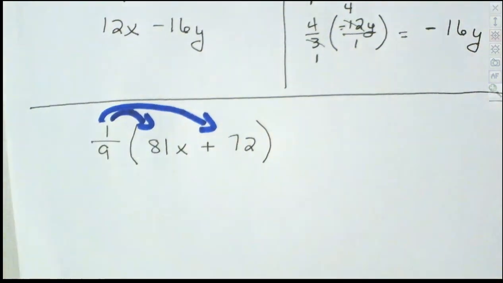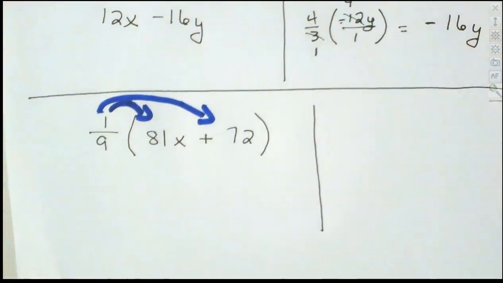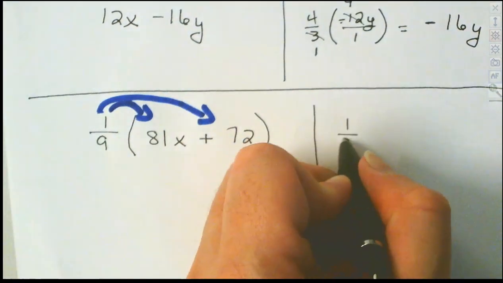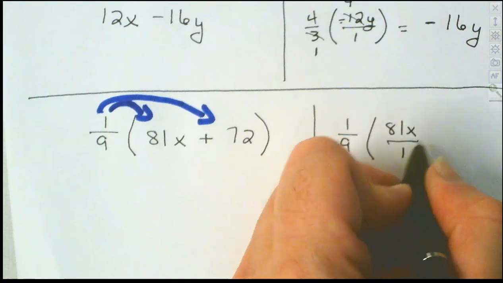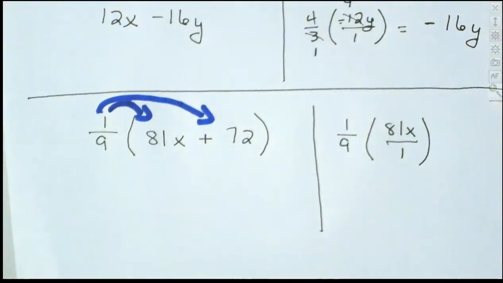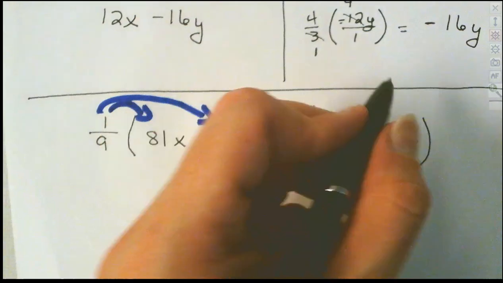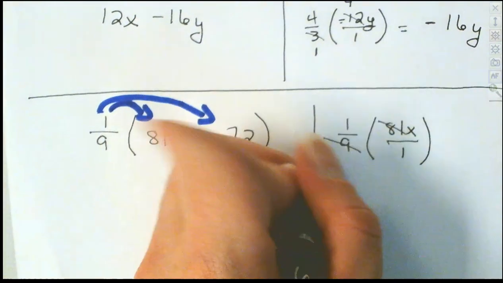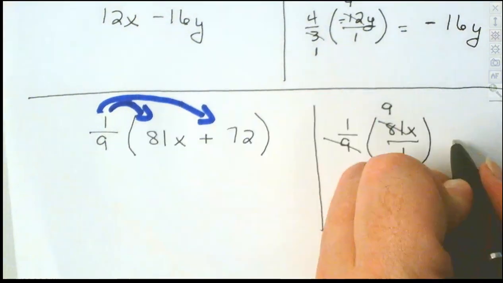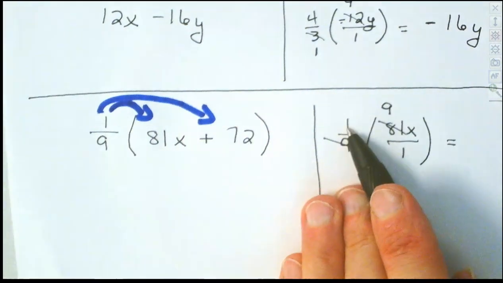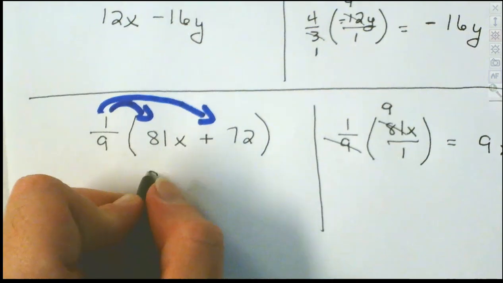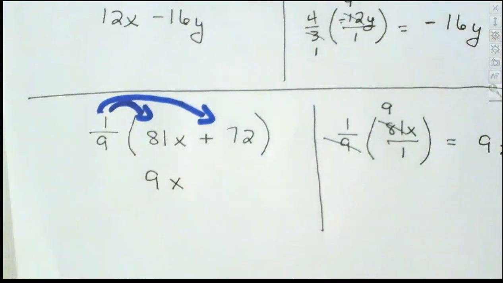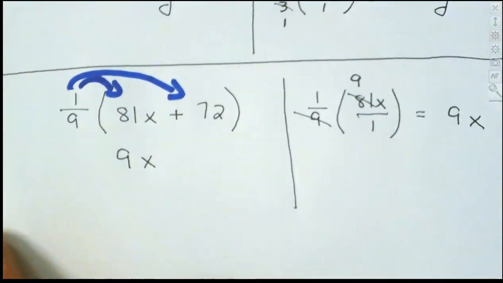And we can put these over to the side if we need to. We've got 1/9 times an 81x over 1. And we know that the 81 and the 9, well, those can cancel. That's going to leave you with a 9 here. Multiplying across, 9 times 1 makes it a 9. And don't forget about your x. So that's going to come out to be 9x there.